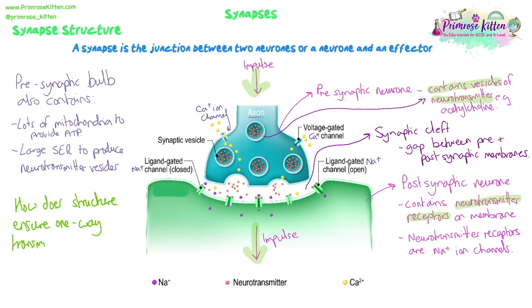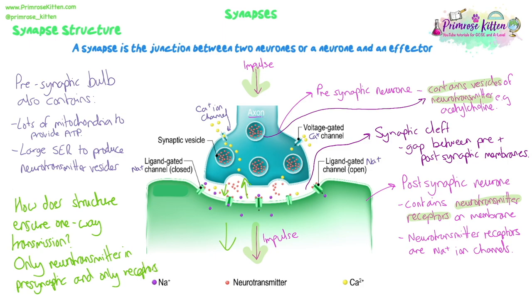Well, that's because if you can only make neurotransmitter one side and you only have the receptors the other side, if the neurotransmitter diffuses this way, it doesn't matter, there's no receptors there, so nothing's going to happen. So only if the diffusion of the neurotransmitter happens in this direction will it find a receptor and therefore cause an impulse, and it'll only cause an impulse to be generated in this neuron, the postsynaptic one, not the presynaptic one.